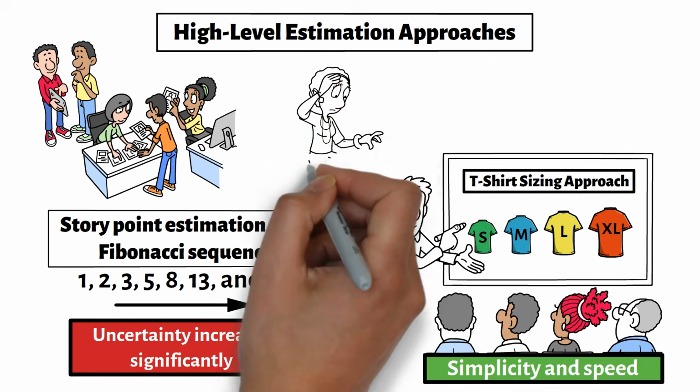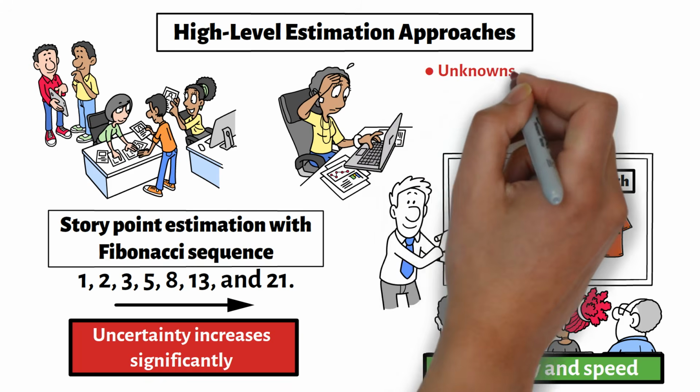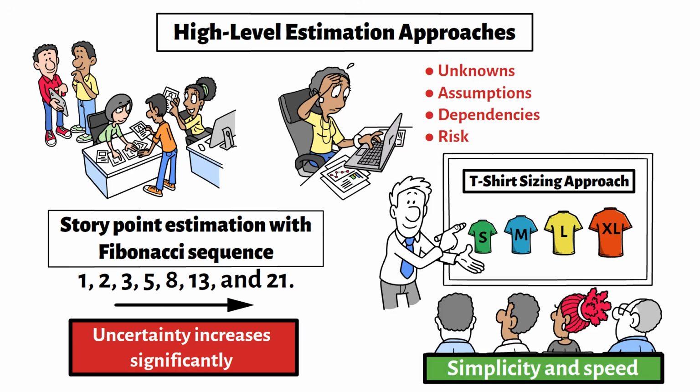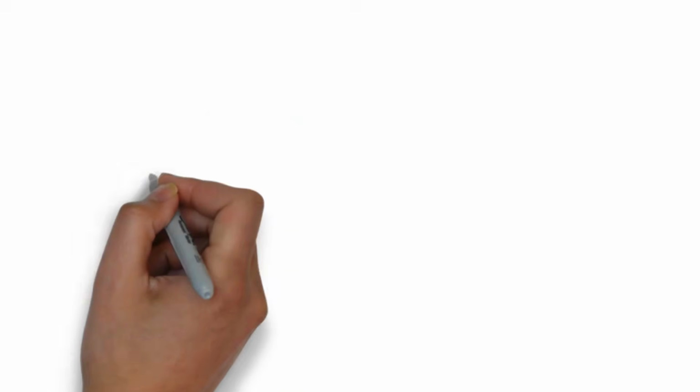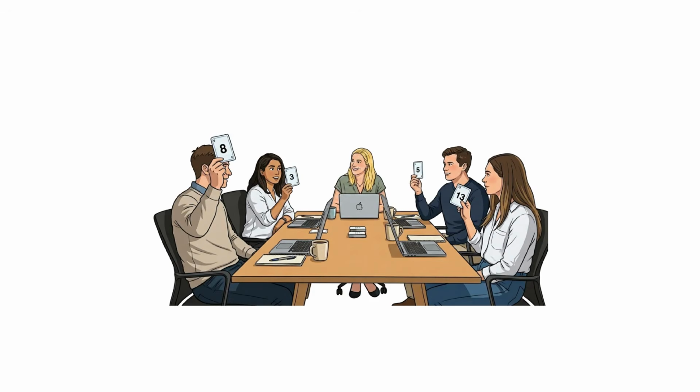Small stories are usually easier to estimate. Large stories contain more unknowns, assumptions, dependencies, and risk. The Fibonacci sequence reflects this growing uncertainty rather than pretending large work can be estimated with perfect precision.